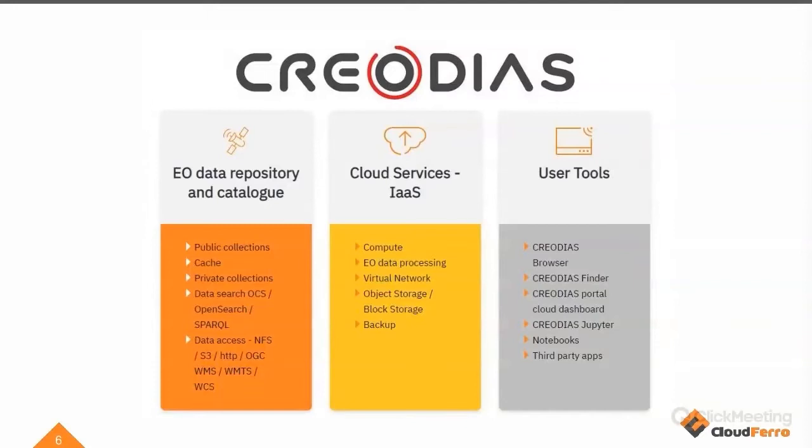And then, on CREODIAS, you have access to different user tools. So first of all, CREODIAS browser, CREODIAS Finder, where you can search for the data and you can also download the data sets. There is CREODIAS portal with a cloud dashboard. So this is a very useful thing to launch your virtual machine and to manage your virtual resources. If you are using some programming languages, such as Python, R, you can use CREODIAS Jupyter notebooks. They are open, you can use them for free, and you can prepare your own scripts there. And also through Jupyter Notebook, you have direct access to Earth observation data repository. Then also on CREODIAS, you can find third-party applications. So in general, this is the CREODIAS platform.